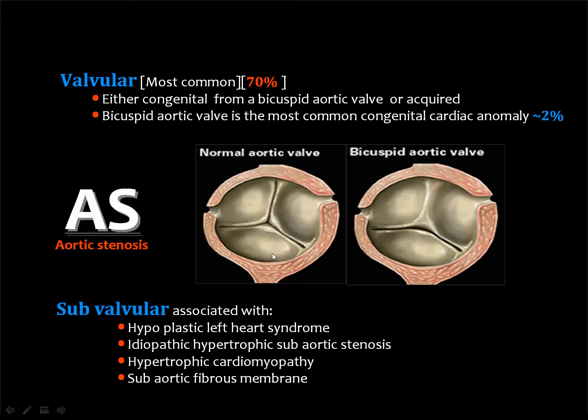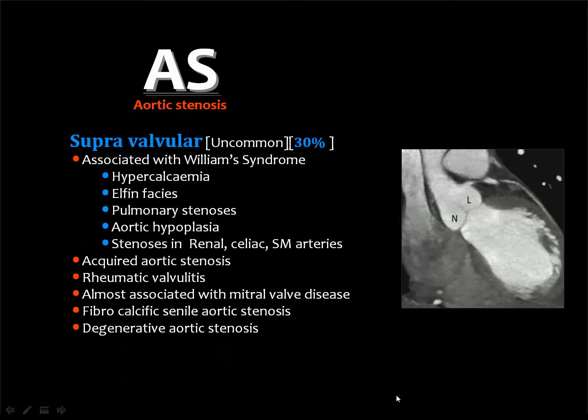This is the normal aortic valve, 3 cusps, and this is the bicuspid aortic valve. The subvalvular aortic stenosis is associated with abnormalities in the heart like hypoplastic left heart syndrome, idiopathic hypertrophic subaortic stenosis, hypertrophic cardiomyopathy, and subaortic fibrous membrane.